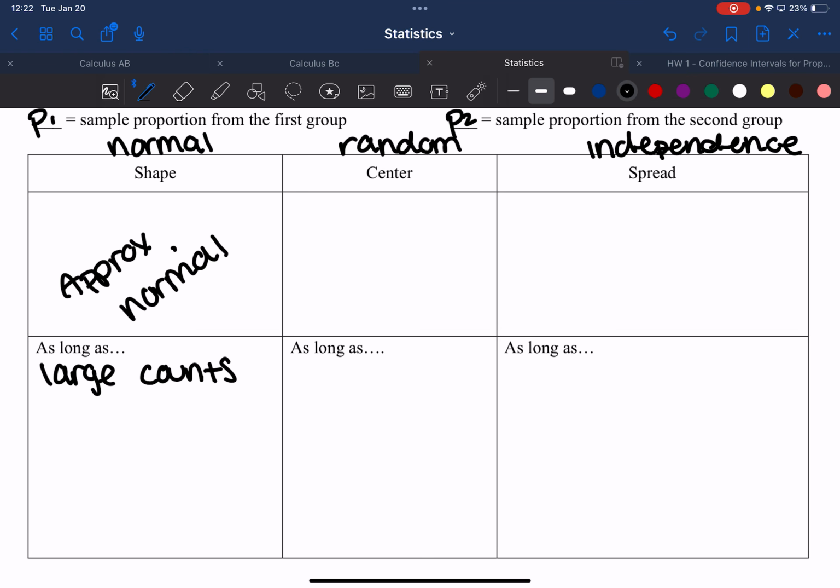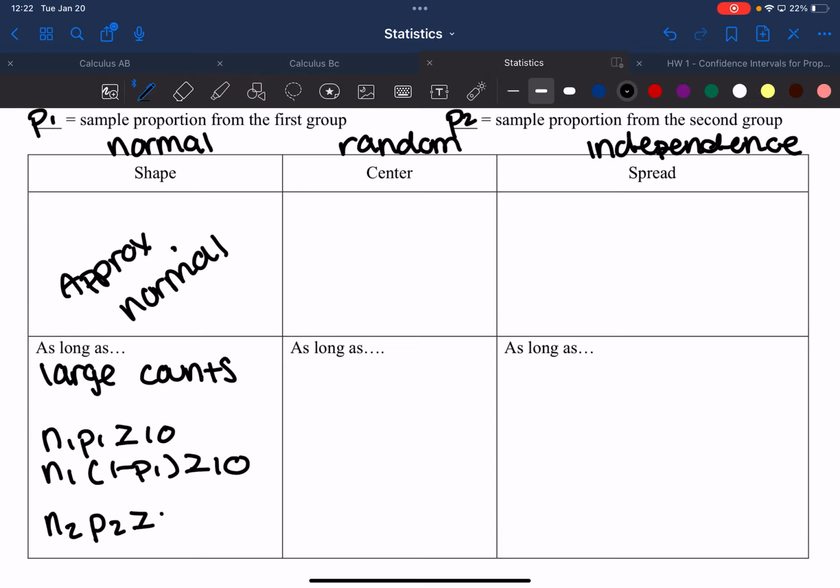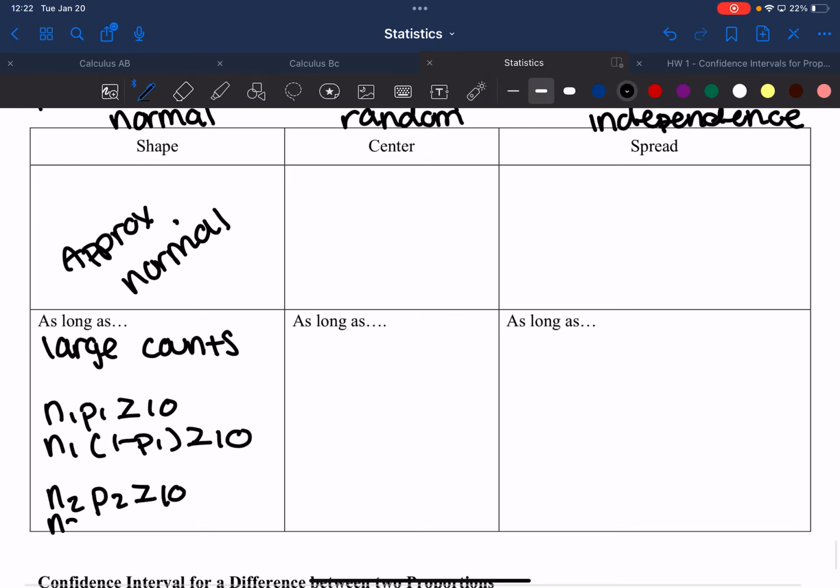Okay, the only difference is we cannot just do it for one sample size. We have to do it for both sample sizes. So this would be N1 P1 is greater than or equal to 10. N1 times 1 minus P1 greater than or equal to 10. So that would be like the first sample, so let's say teens. And then we would have the second sample, N2 P2 greater than or equal to 10. And N2 times 1 minus P2 greater than or equal to 10. And that would say adults, right, are two different proportions.